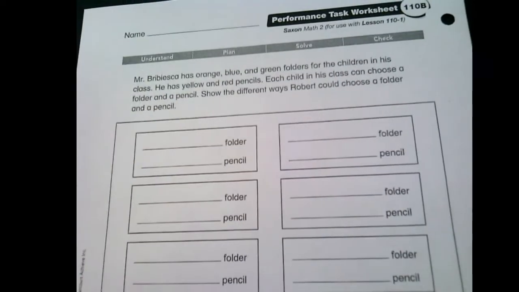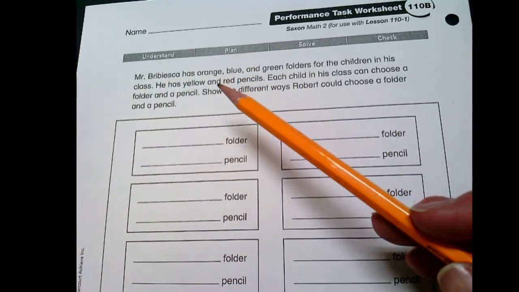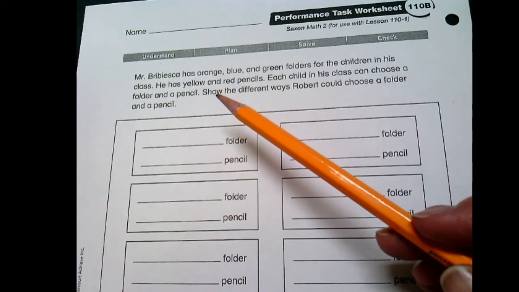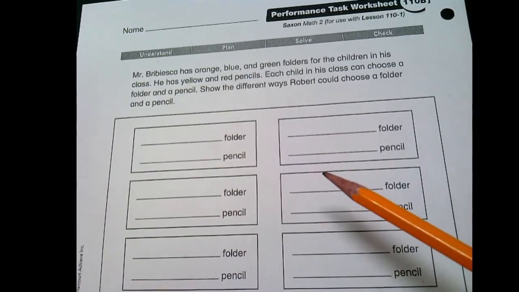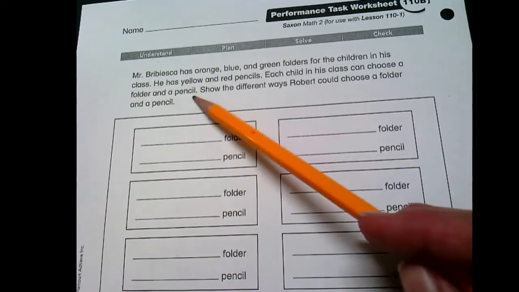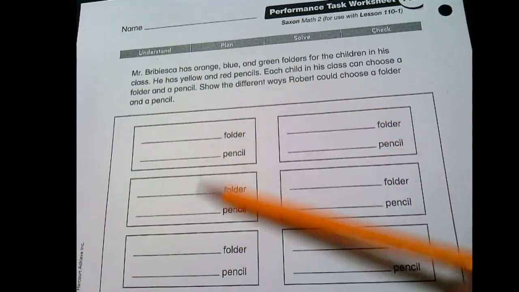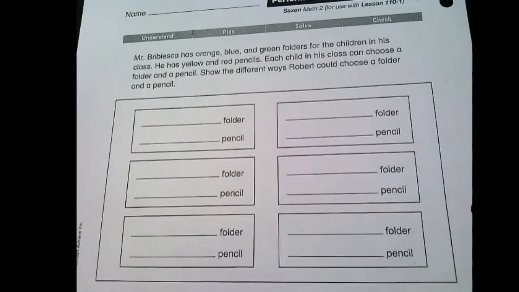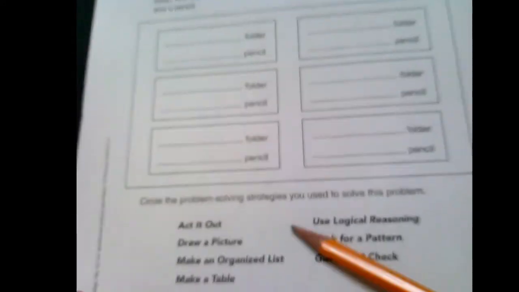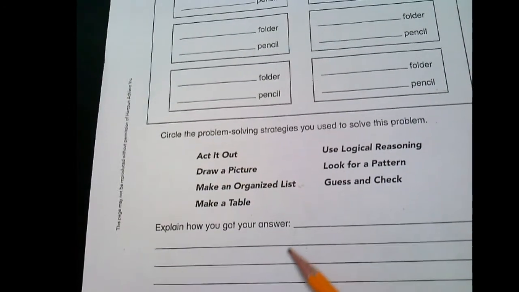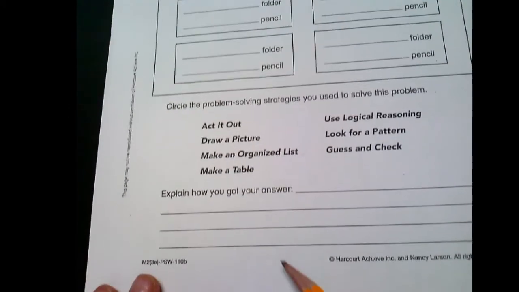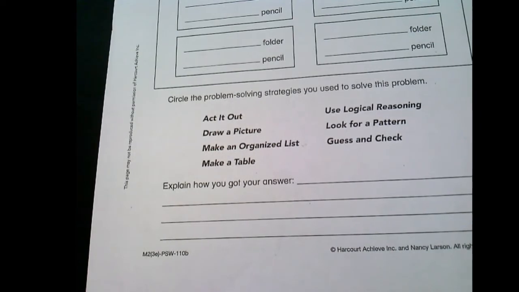So on the other side, your job is to read this story about Mr. Bribeska, oh my goodness, that's a crazy name, and his folders and pencil choices that he has, okay? So read about Mr. Bribeska, complete the chart. How did you solve it? What kind of strategy did you use? On the other side, we did make an organized list, didn't we? And then it's also important that you explain how you got your answer. And if you need to go further down on your page like I did, that's okay too.